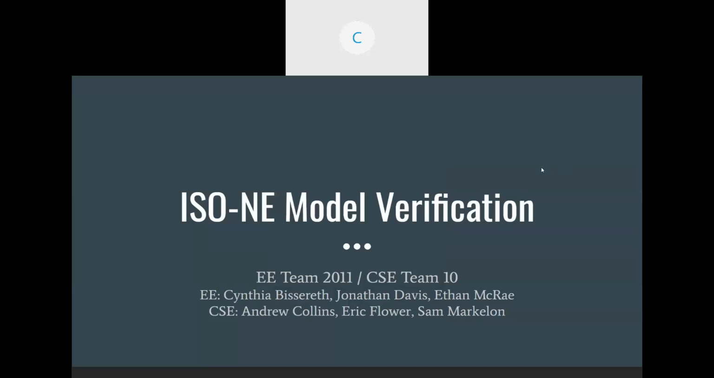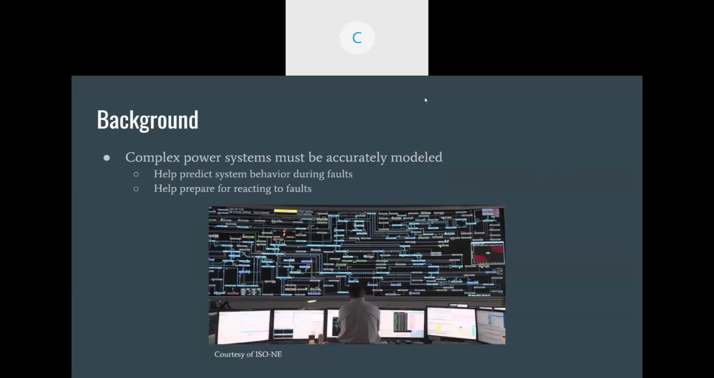So we are Team 2011, and we are working with ISO New England to create a model verification system. Next slide. So for a little bit of background, at ISO New England, there are bulk power systems, known as BPS, that need to be accurately represented by the power system dynamic model. Doing this helps predict system behavior during faults and helps prepare for reacting to faults.